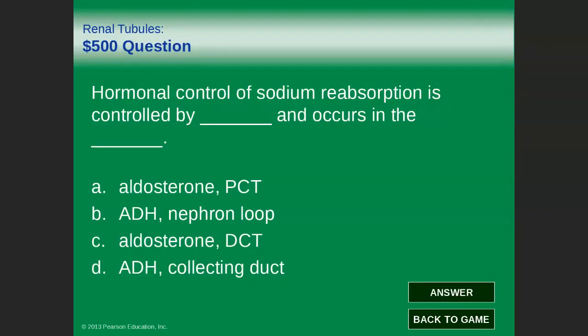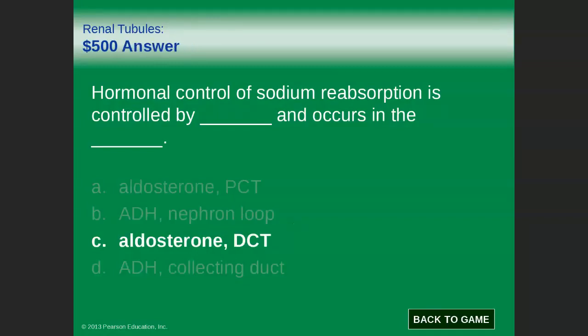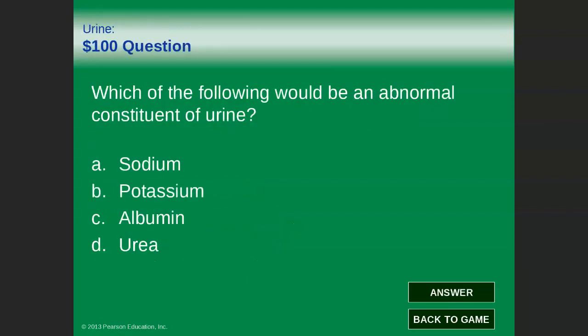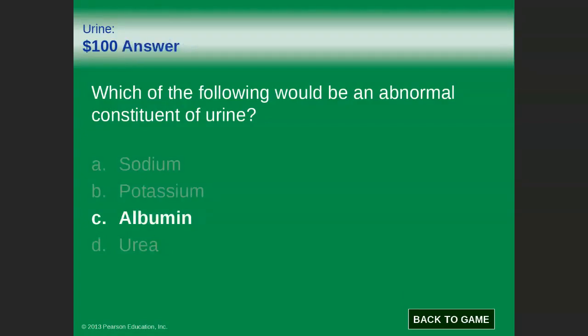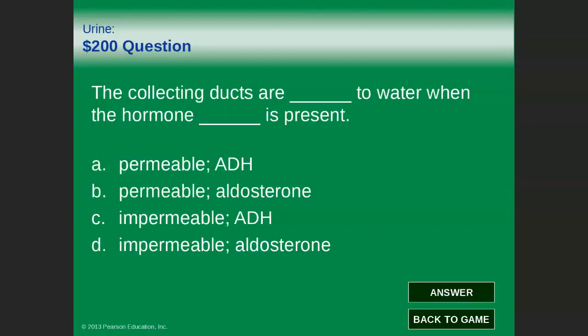Hormone-controlled sodium reabsorption is controlled by aldosterone and occurs in the distal convoluted tubule. That's just something you've got to remember. Which of the following would be an abnormal constituent of urine? Again, we said albumin you wouldn't see in your urine. The collecting ducts are permeable to water when the hormone ADH is present.